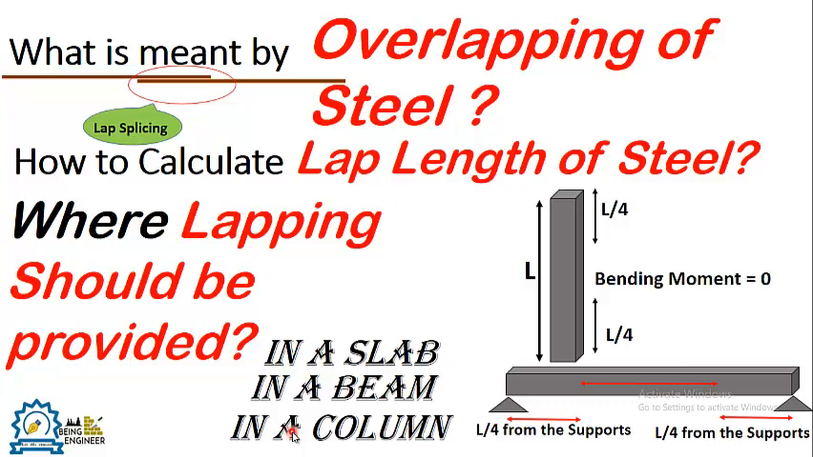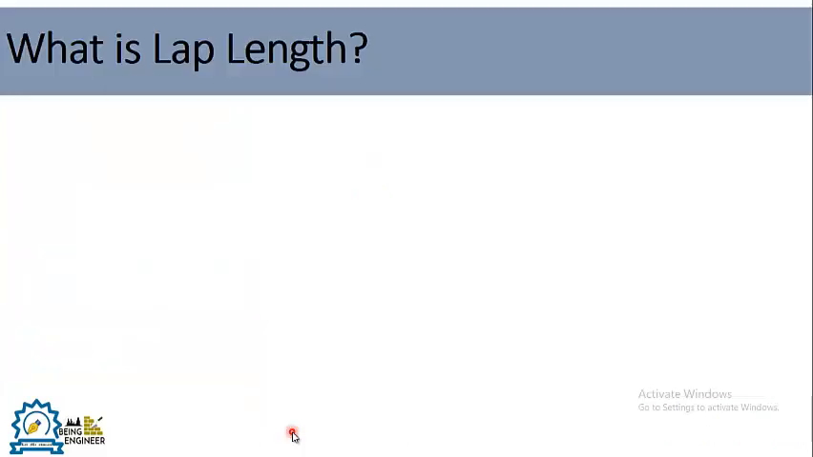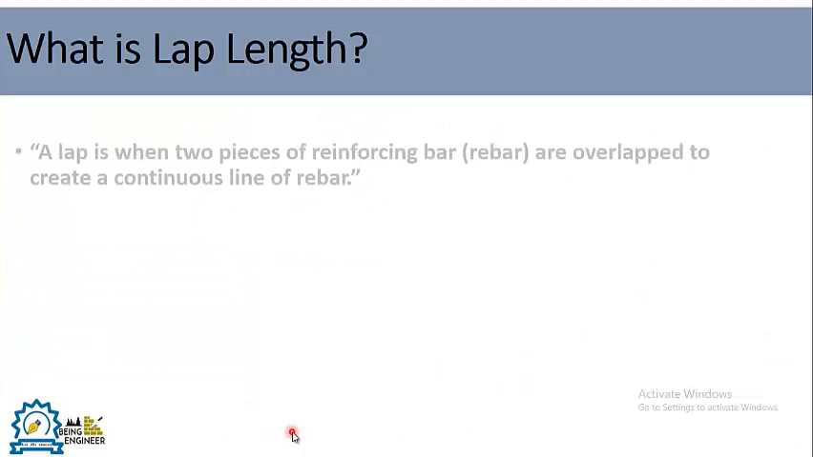Before we start today's topic, I would like to tell you that these are thumb rules for lapping. IS codes provide provisions about lapping, but it's a cumbersome procedure. Here I am going to explain the thumb rules which are formulated based on the experience of practicing engineers. So let's get started. First of all, what is lap length?